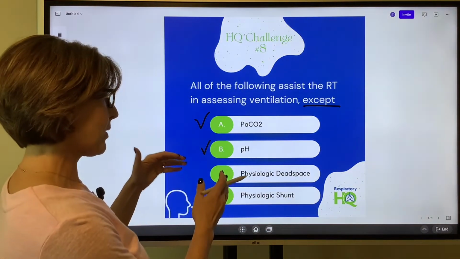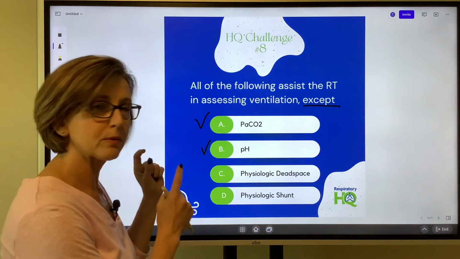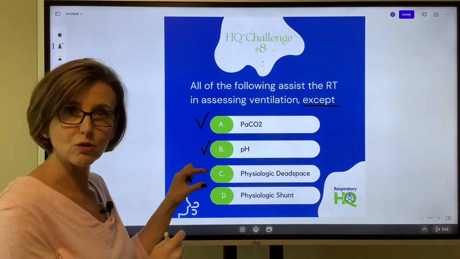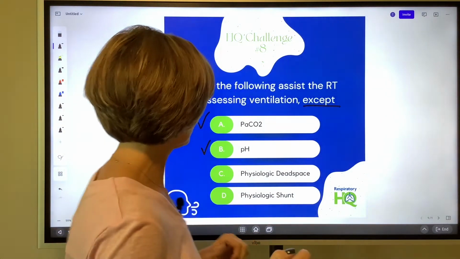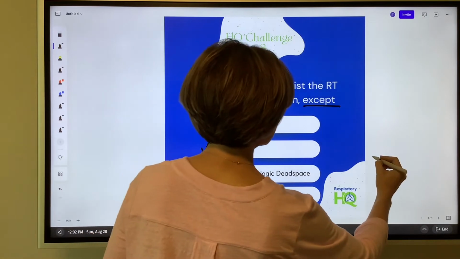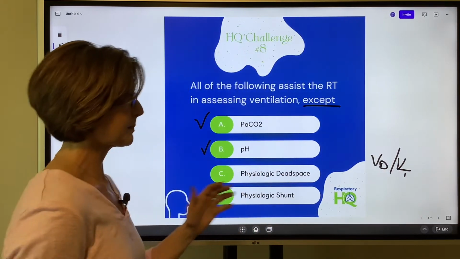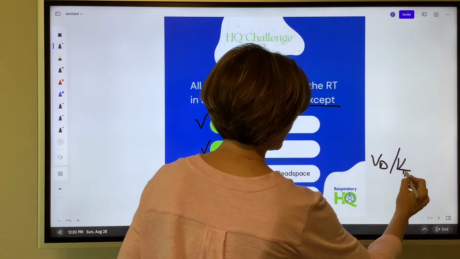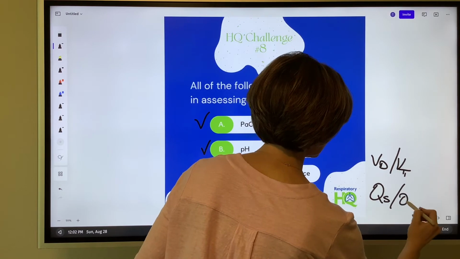And then now we're here between physiologic dead space and physiologic shunt, and people typically get these two mixed up, okay? So go back and watch that YouTube video. But physiologic dead space is VD to VT, the dead space to tidal volume ratio. And physiological shunt is QS to QT.